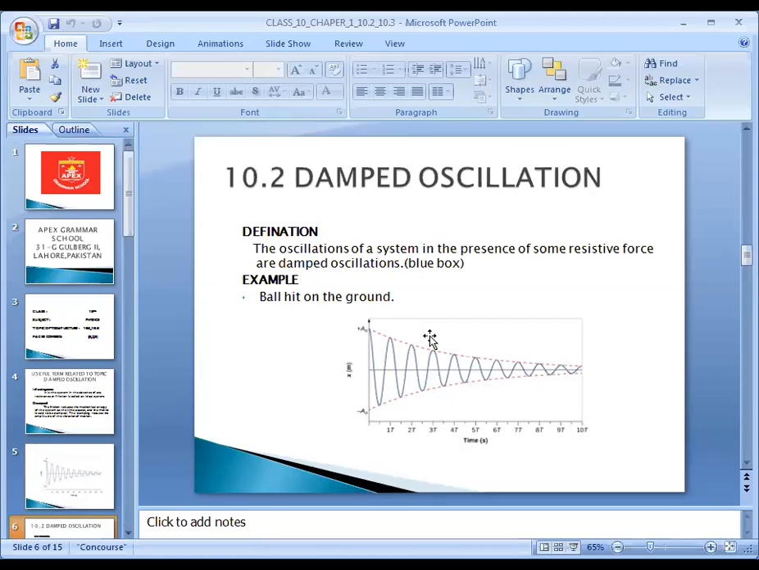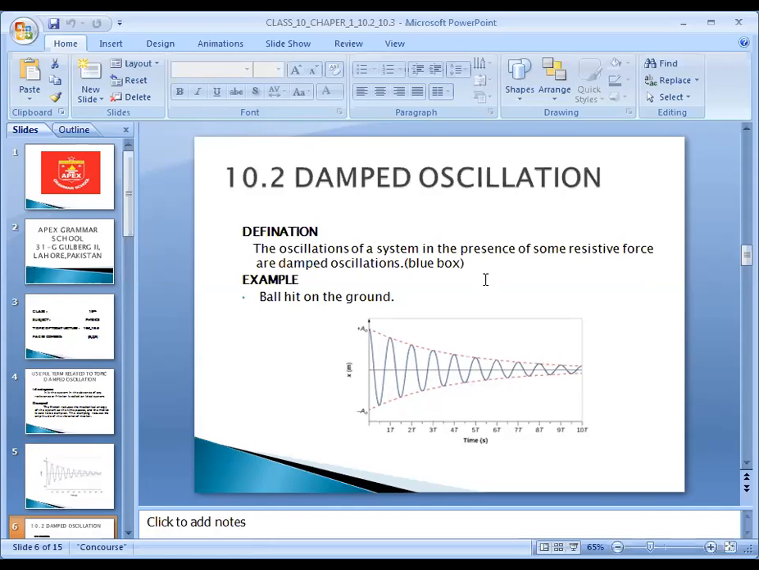which is called damped oscillation. The definition of damped oscillation is: the oscillation of a system in the presence of some resistive force are damped oscillations. You have to remember this, because this is very important. In exams, the definition carries two marks. If they ask you what is damped oscillation, you will give this definition: the oscillation of a system in the presence of some resistive force are damped oscillations. This is present in the blue box on page number 7.